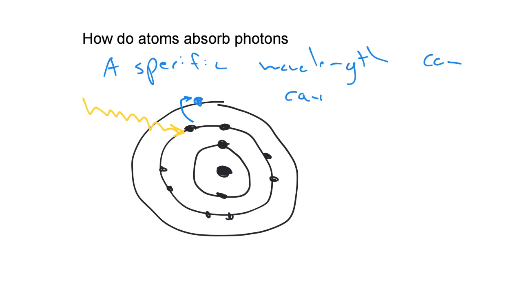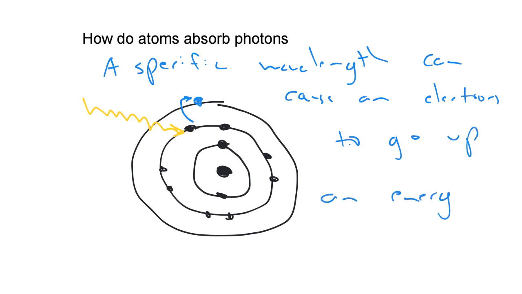A specific wavelength can cause an electron to go up an energy level. And this higher energy electron is storing the energy from that photon. So we're not violating the conservation of energy. The energy went from being in the photon to now being in this electron.